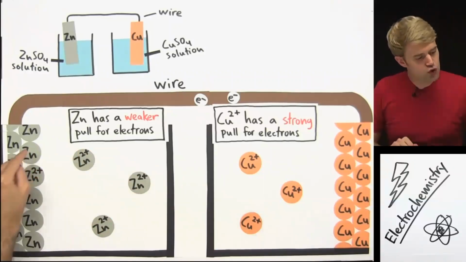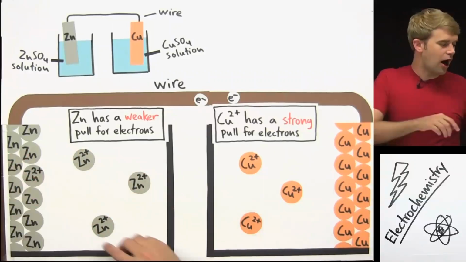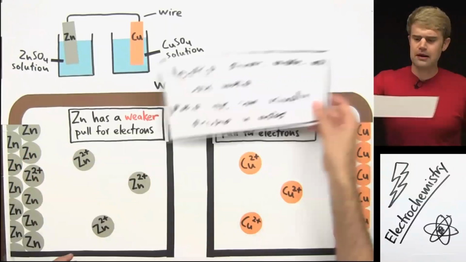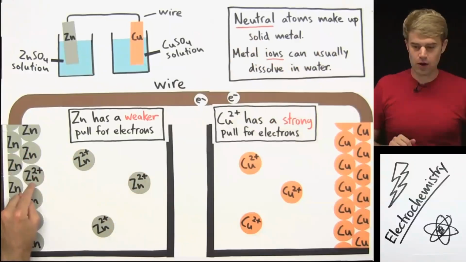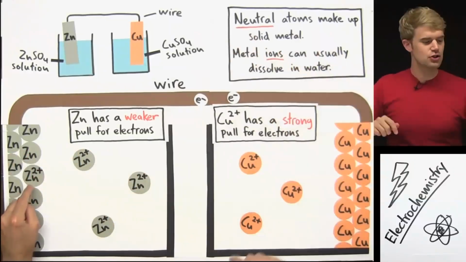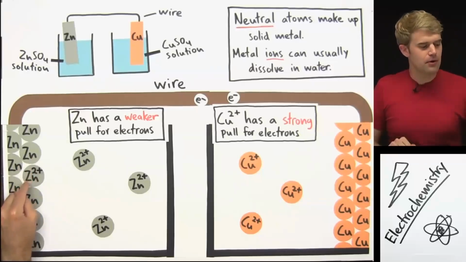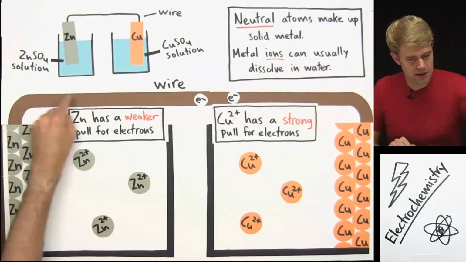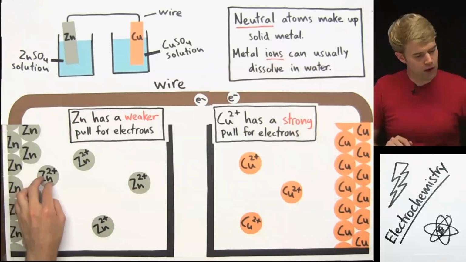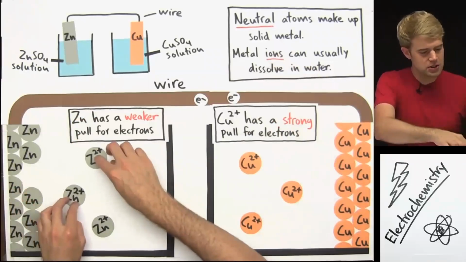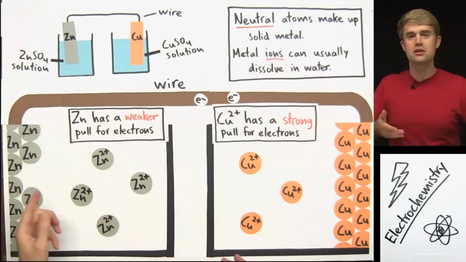Now, changing from neutral zinc to zinc 2+ has a big effect on this atom. And that's because neutral atoms make up solid metal, but metal ions usually dissolve in water. So after this zinc atom turns into Zn2+, because it lost these electrons, it's no longer part of the solid metal anymore, and it floats off, it dissolves into the solution. Okay, so that's what happens to the zinc.